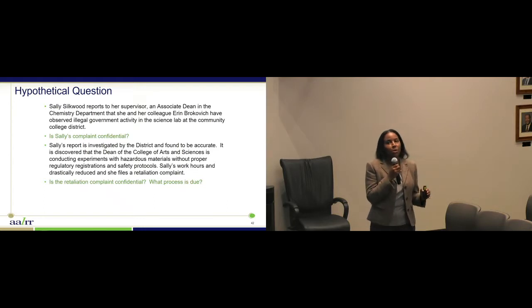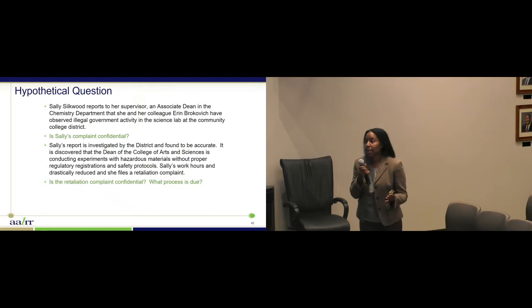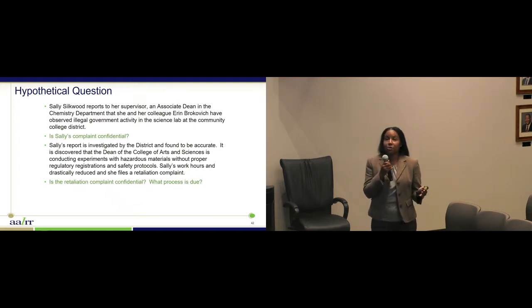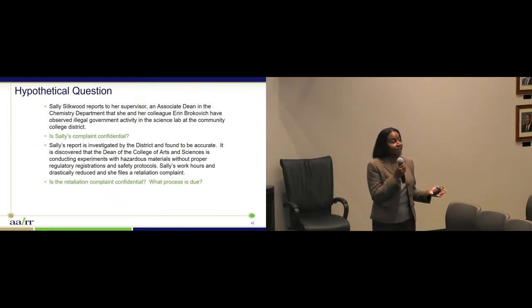So here's the part where you get into a retaliation complaint. That's a violation of the whistleblower statute, and you also can't retaliate against people according to the district conduct. So is the retaliation complaint confidential, and what processes apply? Anybody have any idea?